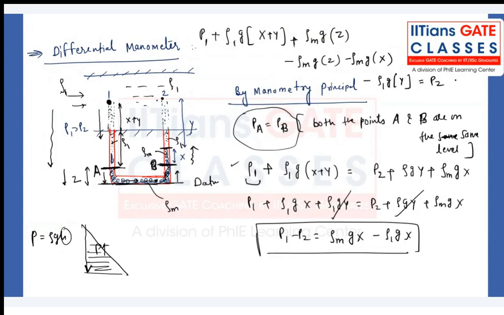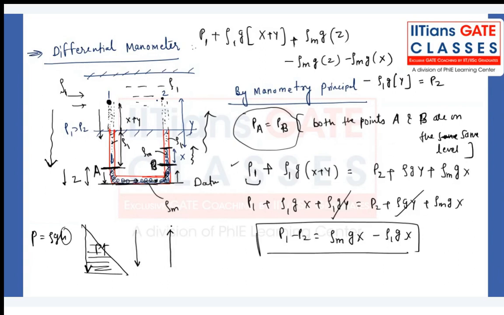Is that clear, all of you? Whatever the manometric equation we have written, that is clear. You keep on moving like this. You keep on traveling like this, right? And you know that pressure is increasing in the downward direction and pressure is decreasing in the upward direction. Right?